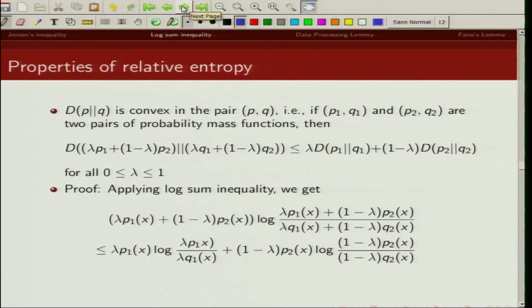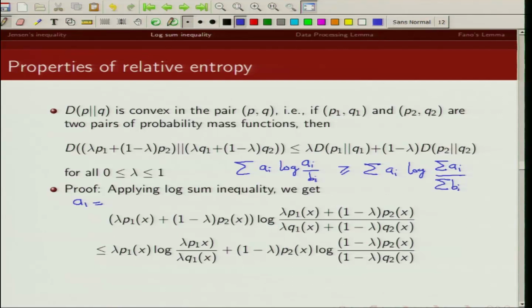Now we are applying the log sum inequality. What does the log sum inequality say? The log sum inequality says summation ai log of ai by bi is greater than or equal to summation ai log of summation ai by summation bi, right?